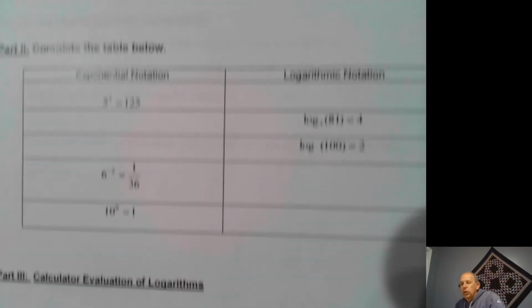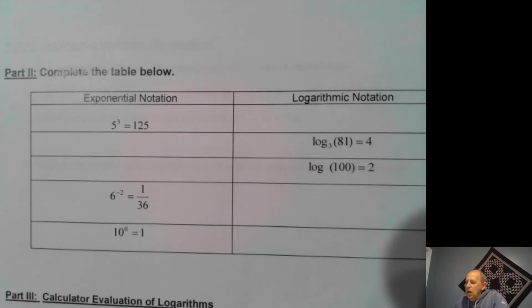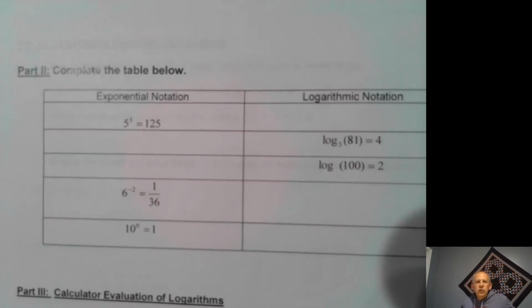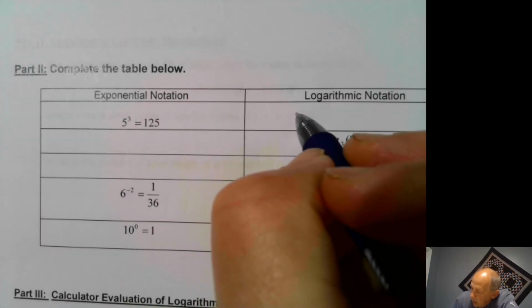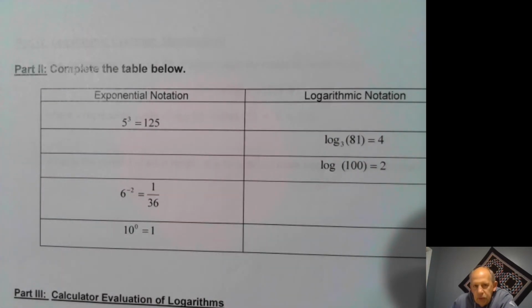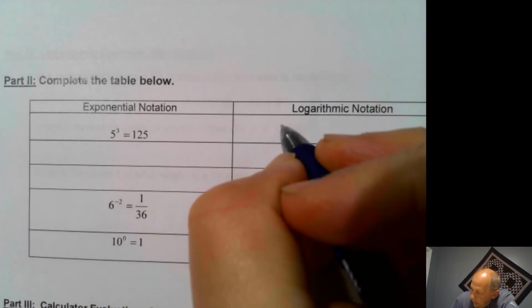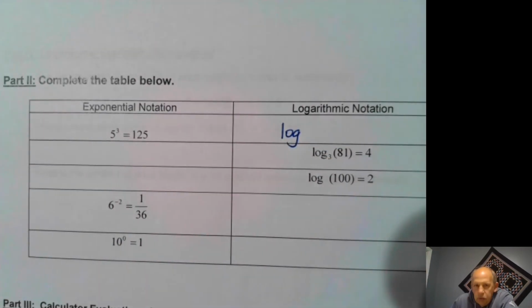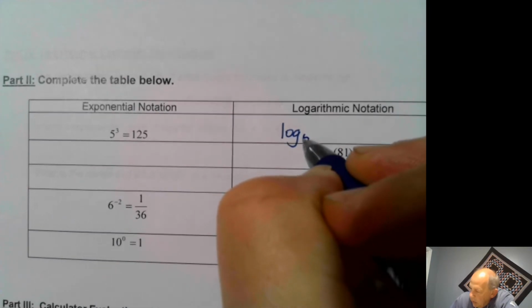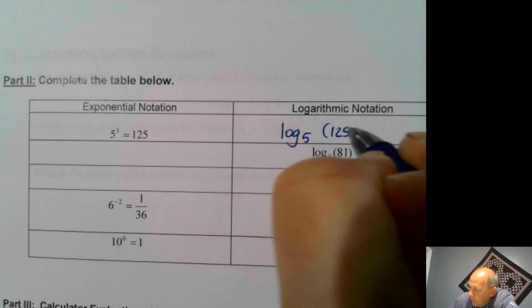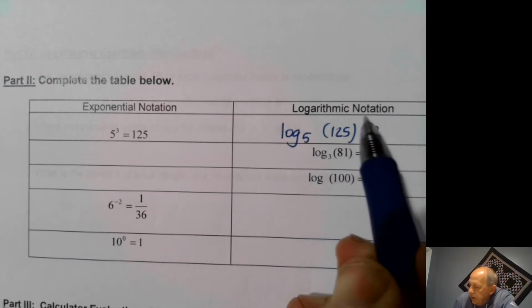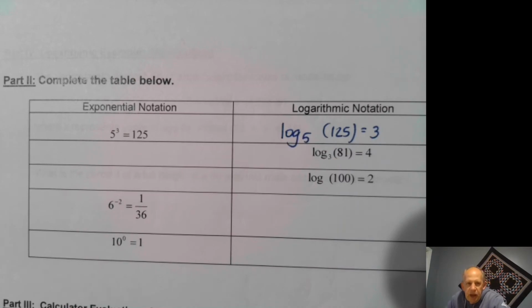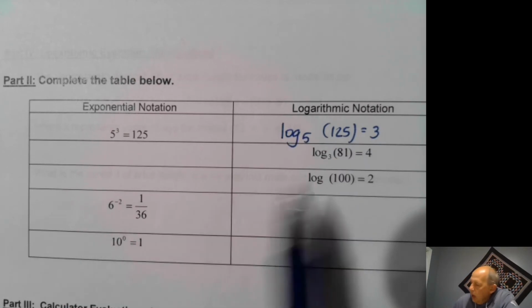Now, let's take a look at some examples of converting from exponent to logarithm, and logarithm to exponent. I have 5 raised to the 3rd is 125. The logarithm, base 5, 125, 3. Counterclockwise rotation around this logarithmic expression gets us back to the exponent equivalent.